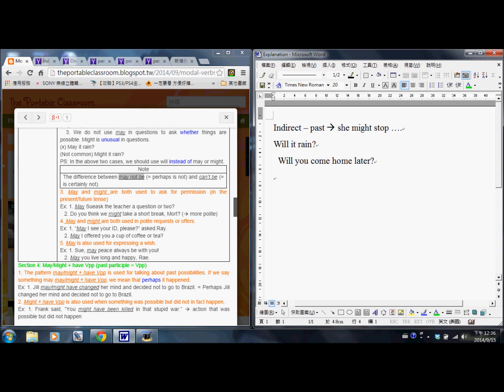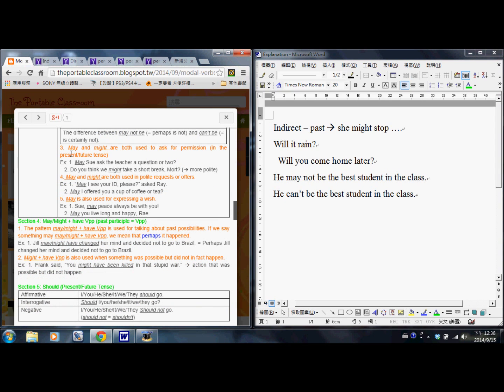So look at the following example over here. If you say "he may not be the best student in the class," you are saying that maybe, I don't think so, he's the best student in the class, maybe. But if you say "he can't be the best student in class," you are certain that he is not the best student in class. So there's a difference. Okay, let's look at explanation number 3.